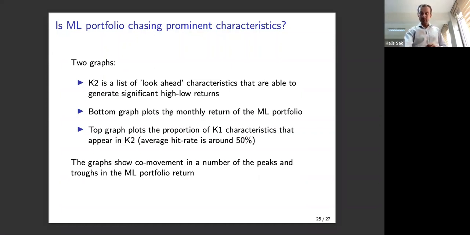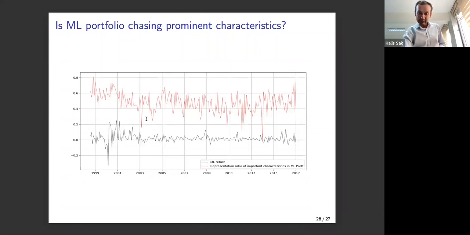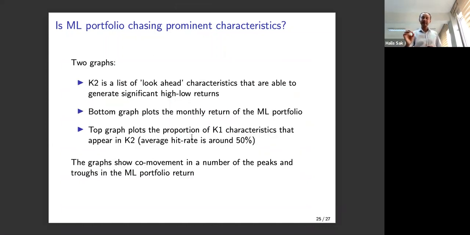And we plot 2 plots and compare them. The black one is machine learning return. What about the red one? It is simply the proportion of K1 characteristics that appear in K2. So it shows what portion of K1 characteristics appear in K2. Did machine learning do a really good job? If it is 100%, what is the meaning of that? All these machine learning important characteristics, machine learning is leaning against those characteristics, and they will be really important in the next month.